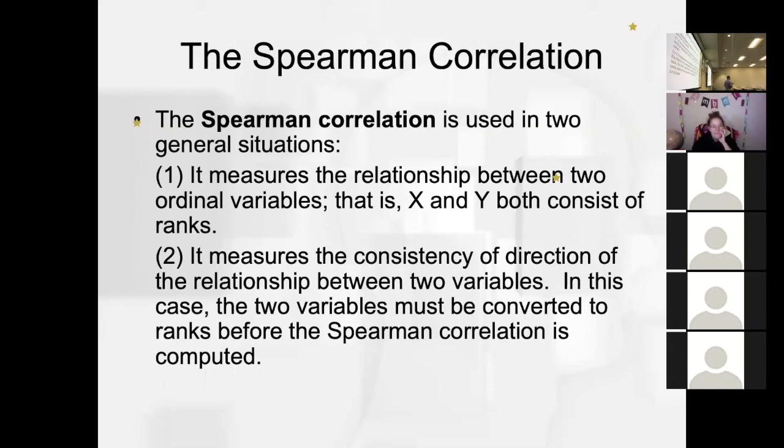So we can also run what's called a Spearman correlation that we use in two general situations. One, measuring the relationship between two ordinal variables, which is to say that X and Y are both ranks.